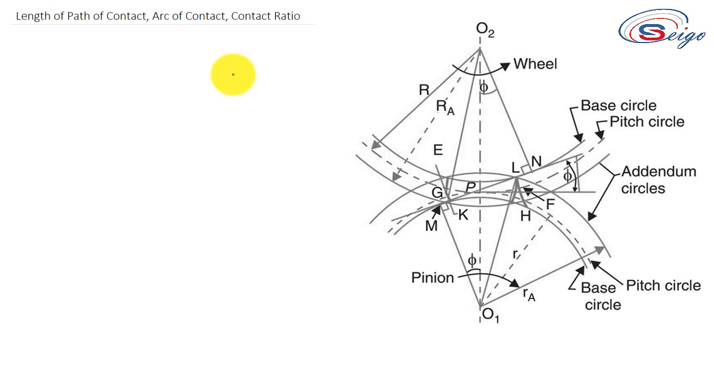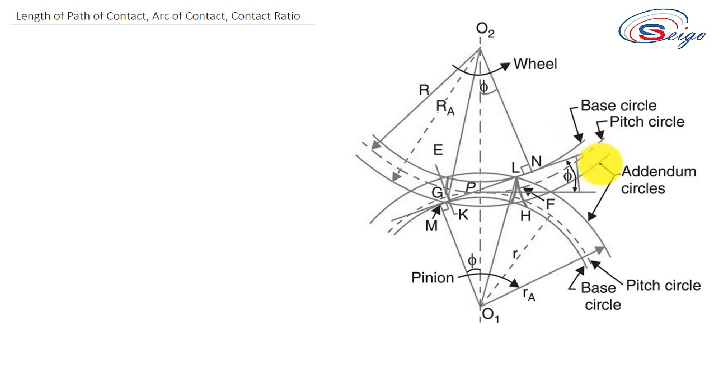Today we are going to discuss the length of path of contact, arc of contact and contact ratio for a given gear system. So consider the figure. Here you can see that there is a wheel and a pinion. This is the base circle of the wheel and this is the base circle of the pinion. This is the addendum circle of the pinion and this is the addendum circle of the wheel.